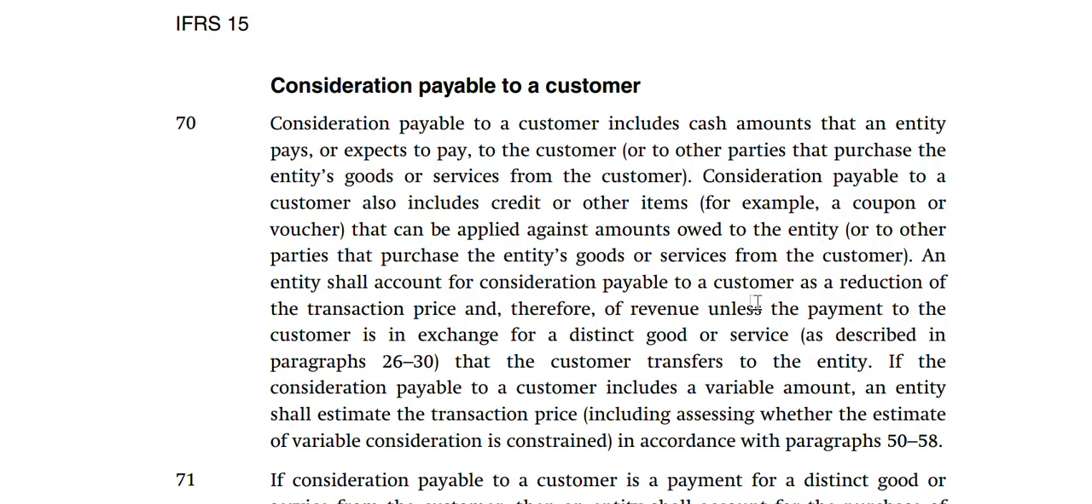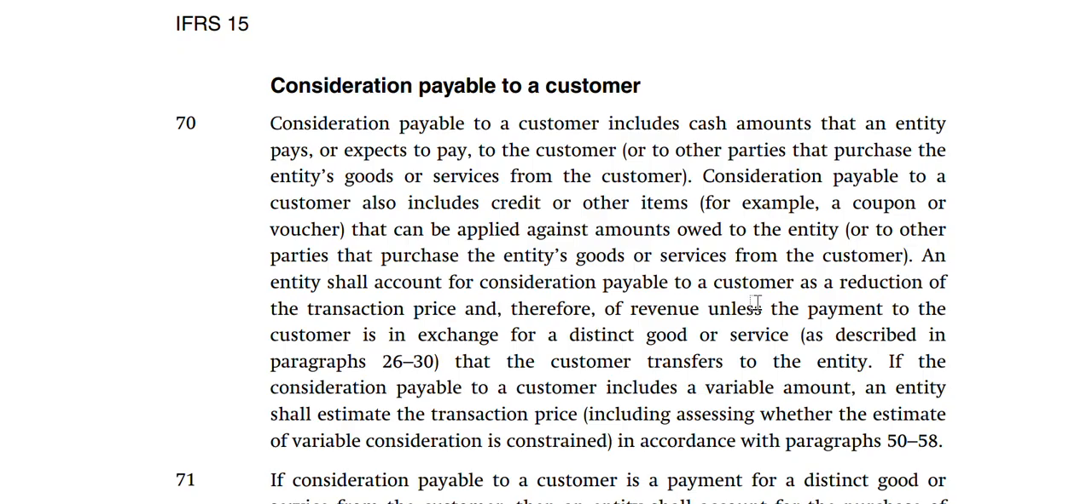Consideration payable to the customer. Paragraph 70. Consideration payable to the customer includes cash amounts that an entity pays or expects to pay to the customer. Consideration payable to the customer also includes credit or other items, for example, a coupon or a voucher, that can be applied against the amount owed to the entity.